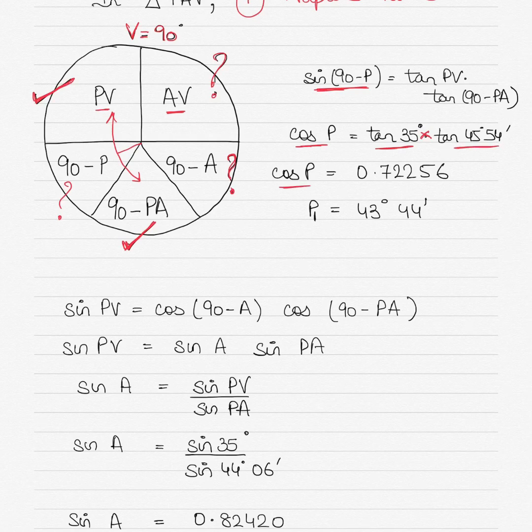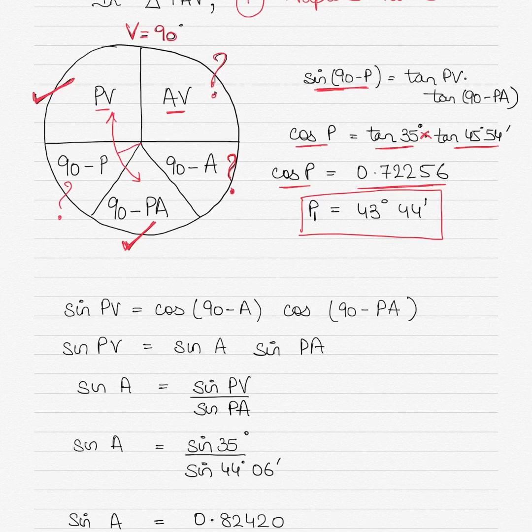Cos P then will be equal to 0.72256. I have stuck to 5 decimal places. You can go to more decimal places if you want. The more the decimal places, the more accuracy you get, which will give you P is equal to 43 degrees 44 minutes. But I'll call this P1 because I'll be finding out P in angle PWB as well, and that might complicate things if I call that P as well. We have a big angle P, the D long between A and B. So let's call this P1 to avoid any confusion.